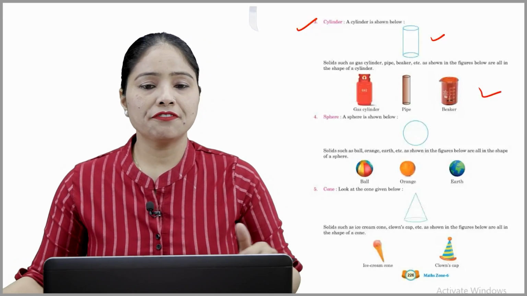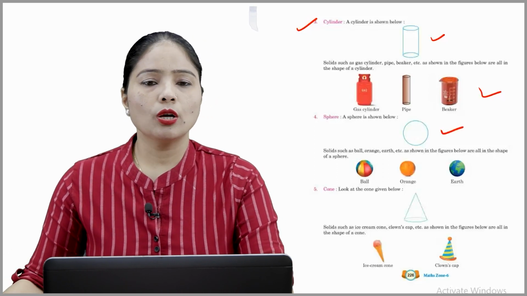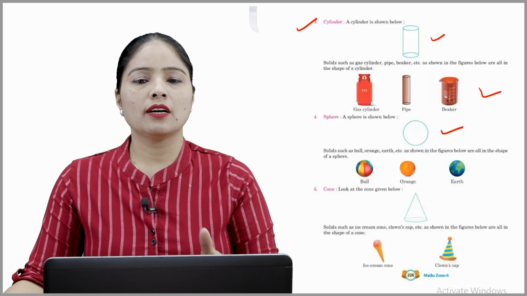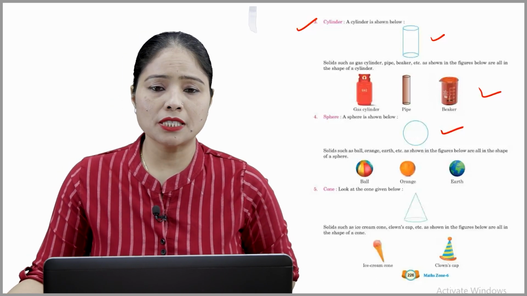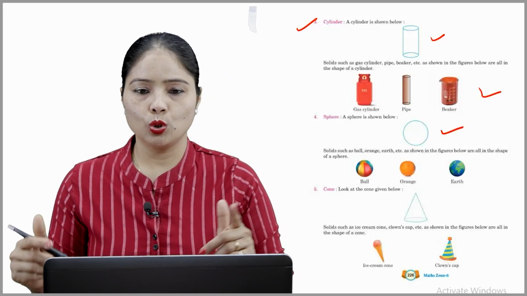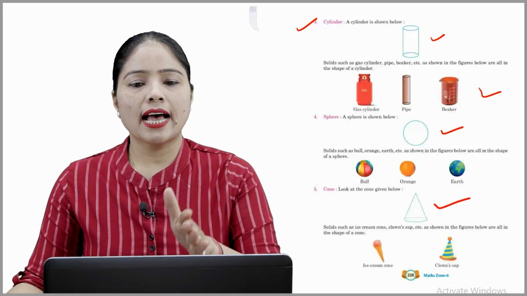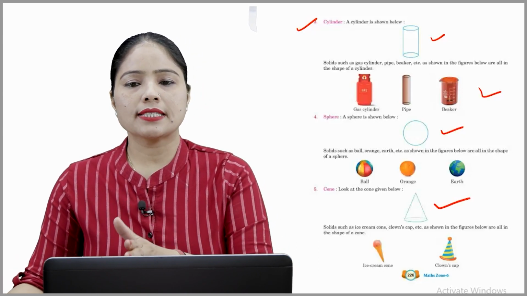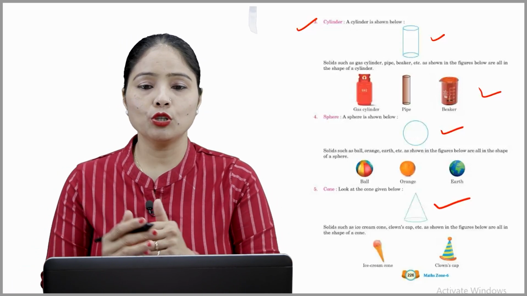And then fourth is sphere. A sphere is shown below like this. Solids such as ball, orange, earth, etc., shown in the figures below, are all in the shape of a sphere, okay? And then comes the cone. So look at the cone like this. Solids such as ice cream cone, clown's caps, etc., as shown in the figures below, are all in the shape of a cone.